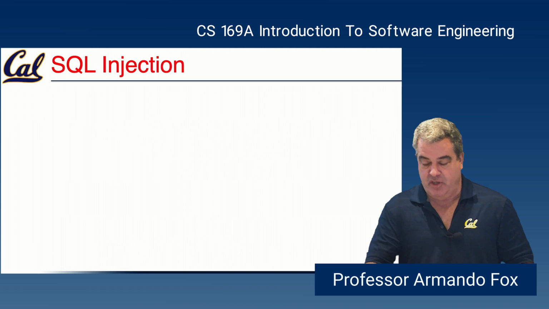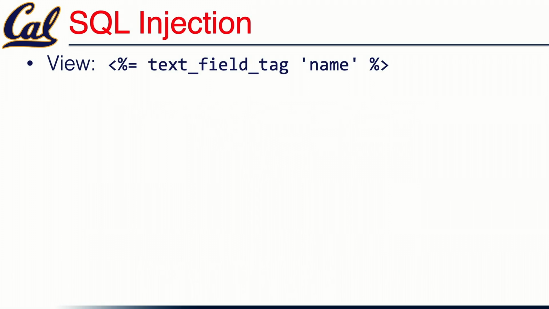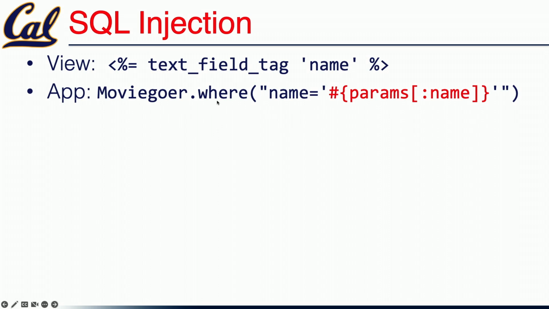So how does SQL injection work? Here, we'll illustrate with a simple example. Suppose somewhere in one of our views, we've got a text field where the user is supposed to fill in something. Like, let's say it's a place where they're supposed to fill in their name. And here's the bad part. This is the thing that you should never do. Somewhere in the app, there's a where statement that directly interpolates the result of whatever that text field was. Okay? This is in red because this is what you should never do.